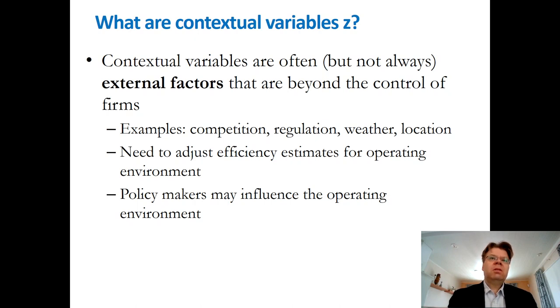And the purpose is just to adjust the efficiency estimates for these external conditions. Of course, sometimes we know that there are differences in these external conditions, but we do not have enough data to really model it. So, for example, for issues like competition, regulation, weather conditions, or location, we might know something about weather, but it's sometimes very difficult to model exactly a huge amount of information about the weather conditions. So I'll clarify later that this kind of unobserved heterogeneity is then left to the composite error term.